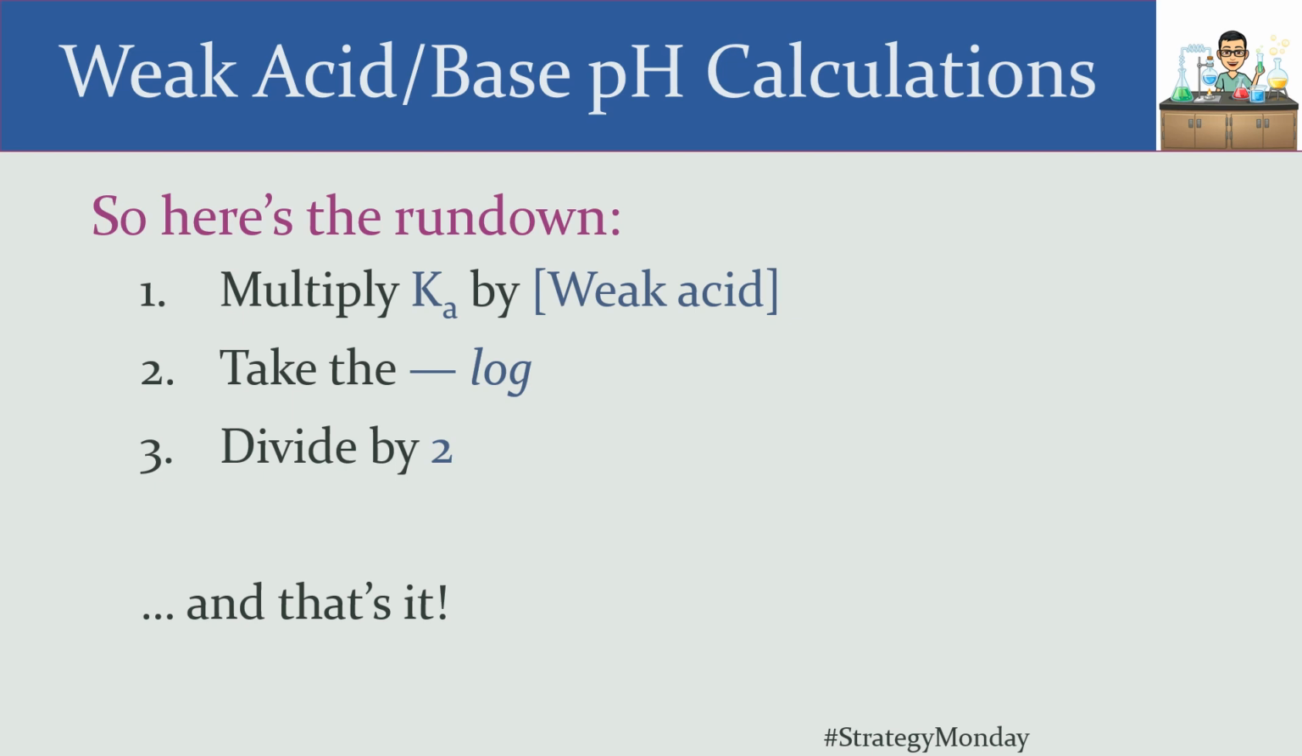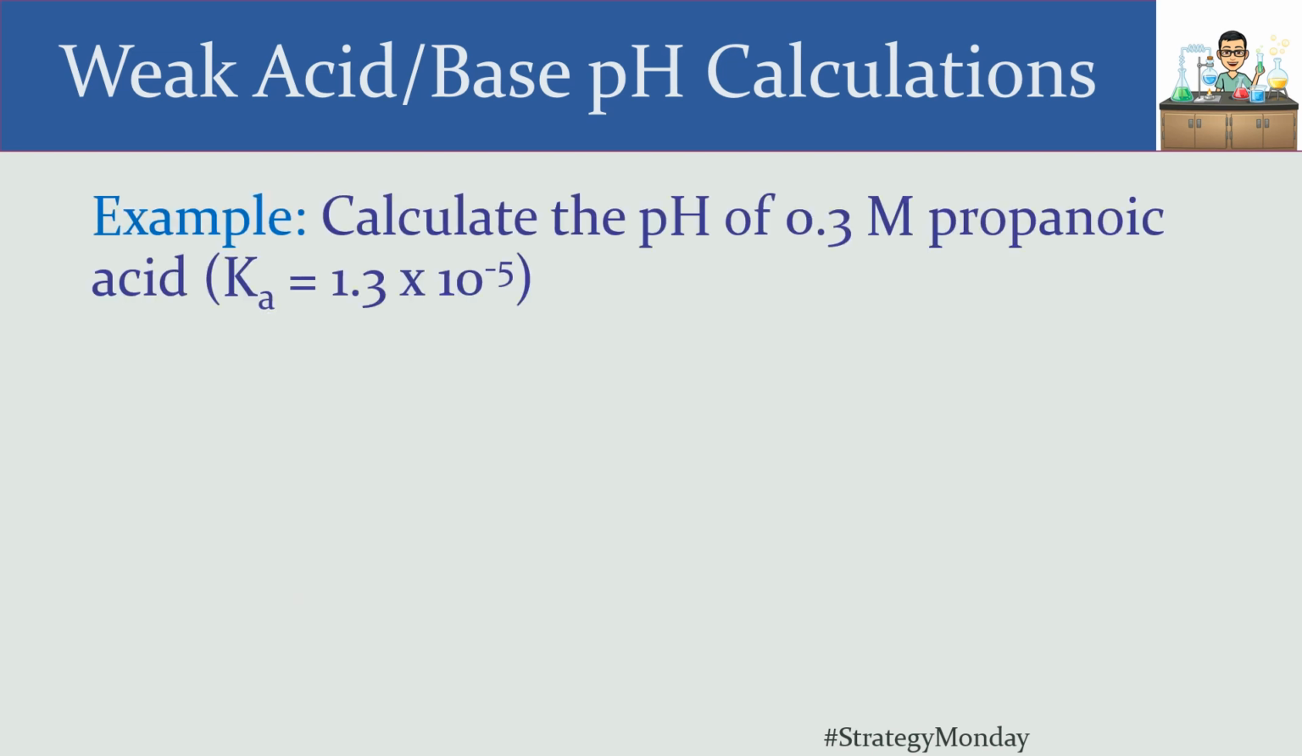So the Ka and the weak acid: if you have a weak acid in the problem that you're trying to solve, you'll be given the Ka in some form or fashion. You'll also be given the starting concentration of that weak acid. So these two numbers are ones that are going to be given to you. And then you're going to take the negative log, and then you're going to divide by 2. So let's take a look at that in a practical sense.